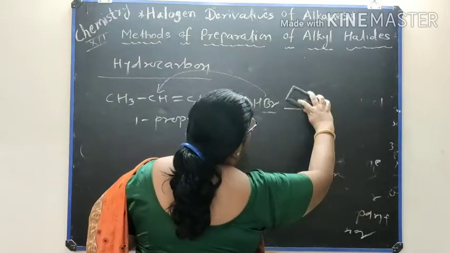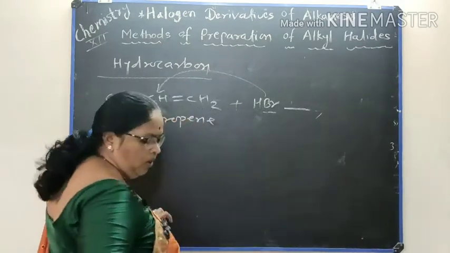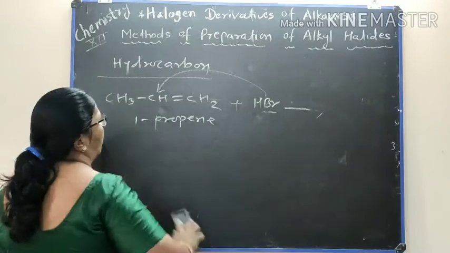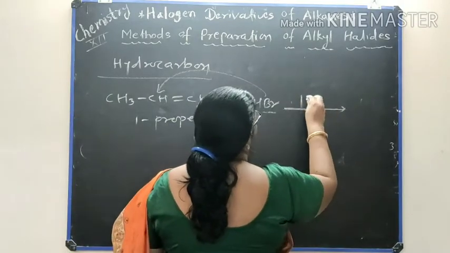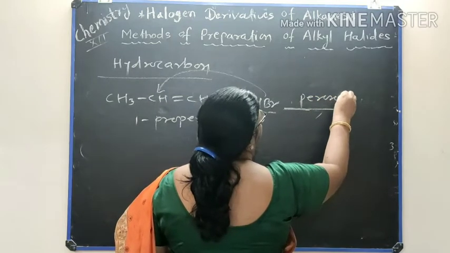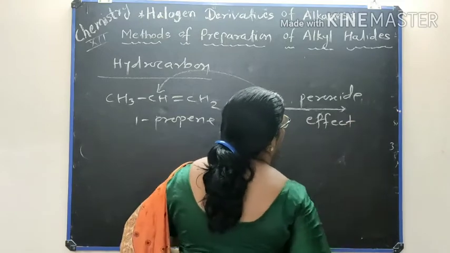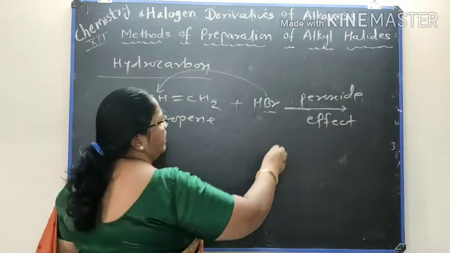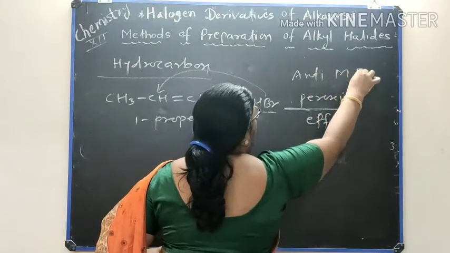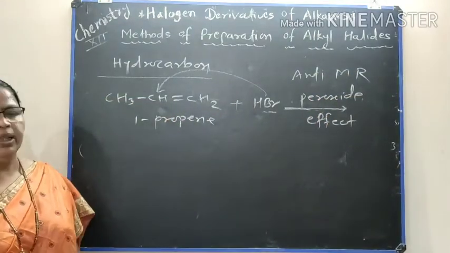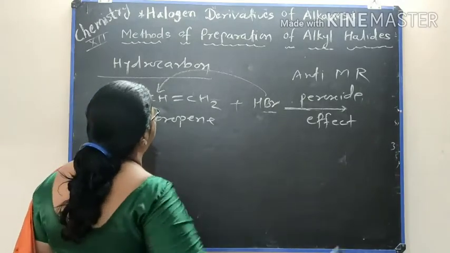If this reaction is carried out in the presence of peroxide, it is called the peroxide effect, and the addition takes place according to the anti-Markovnikov's rule. Then what is the statement of the anti-Markovnikov's rule? See here.